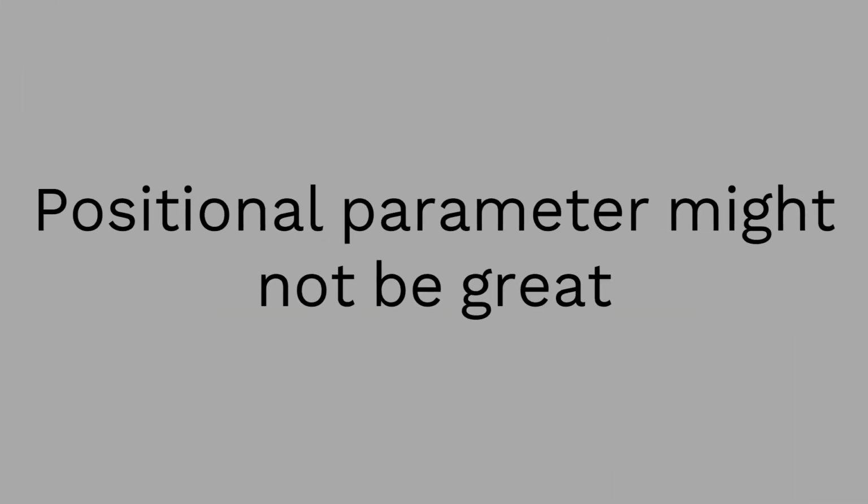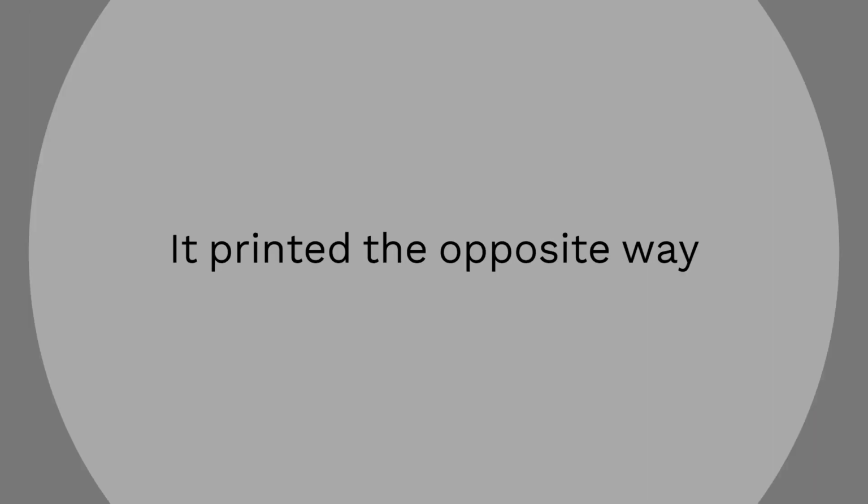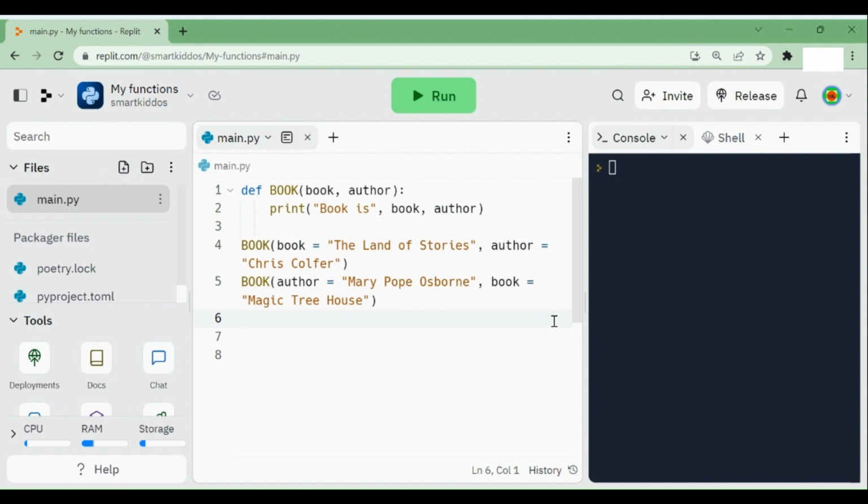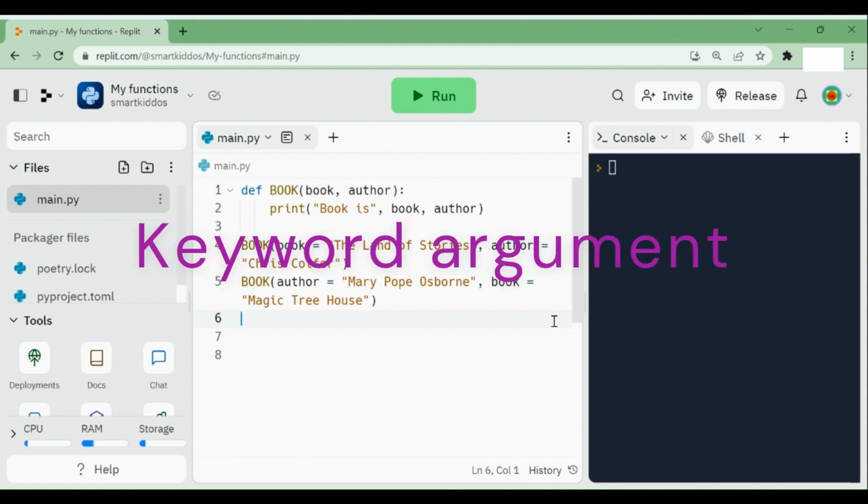And same thing for the others over here. So we saw positional parameter passing, and it's not that great because it just sees the position and the parameter. So that's why it printed out Mary Pope Osborne, Magic Treehouse, Chris Collifer, The Land of Stories, J.K. Rowling, and Harry Potter and the Sorcerer's Stone. That is why we fortunately have keyword argument. So let's look at this example here.